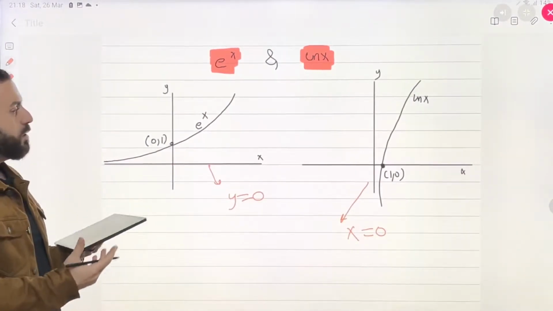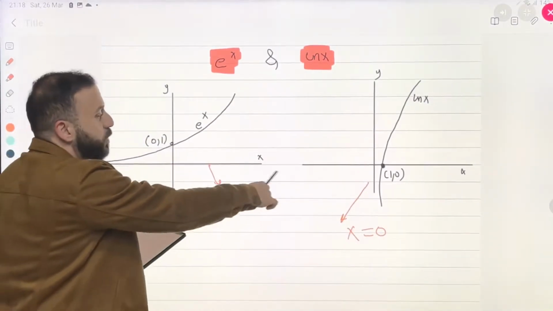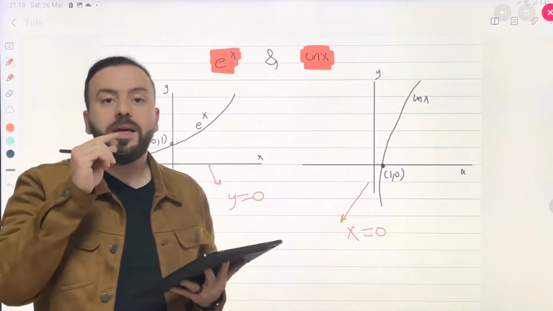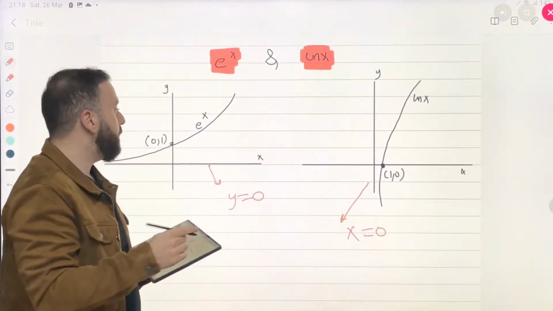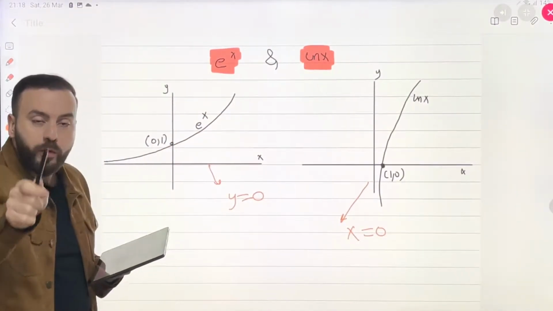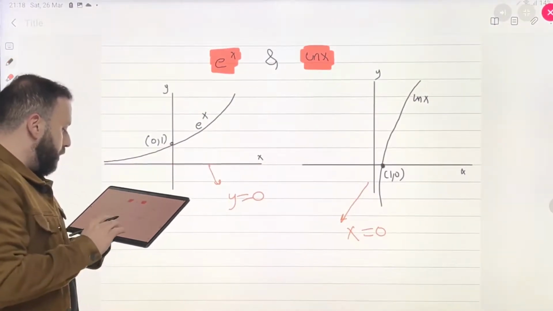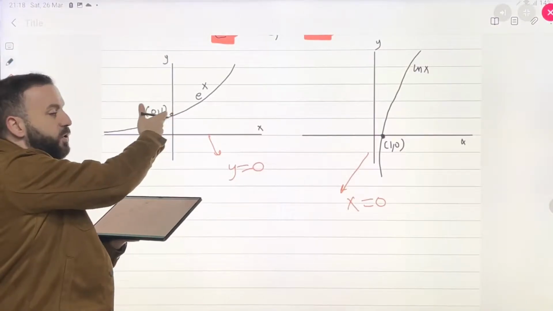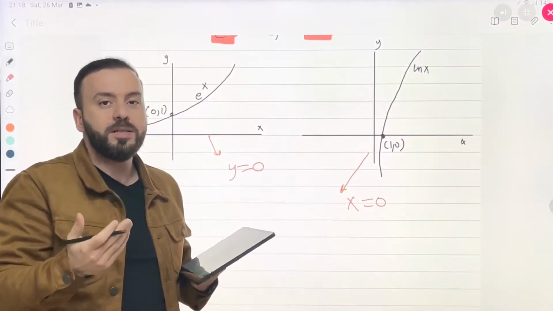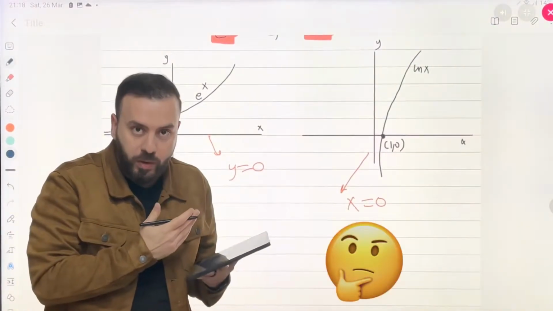What are the major things that I need to understand in these two graphs? The first thing, the asymptote we talked about. The second thing, the intercept. This graph touches the y-axis at which point? 0, 1. I need to prove that. How, mister? Check. When I say the exponent function touches the y-axis, it means there is a y-intercept, which means that x is equal to 0.